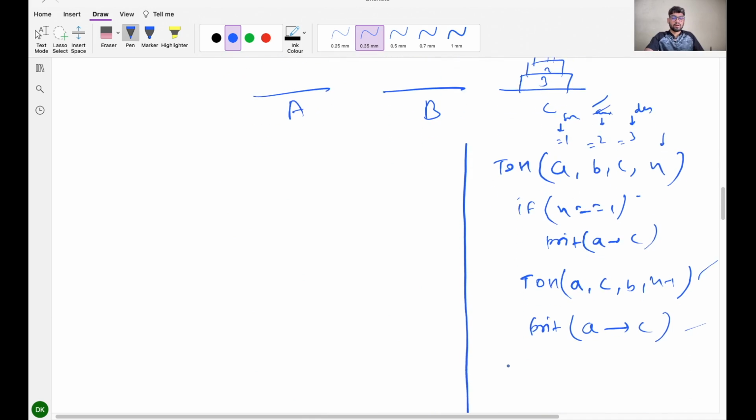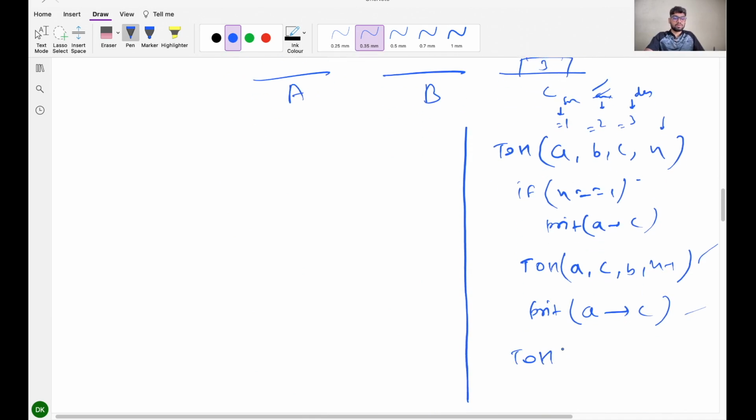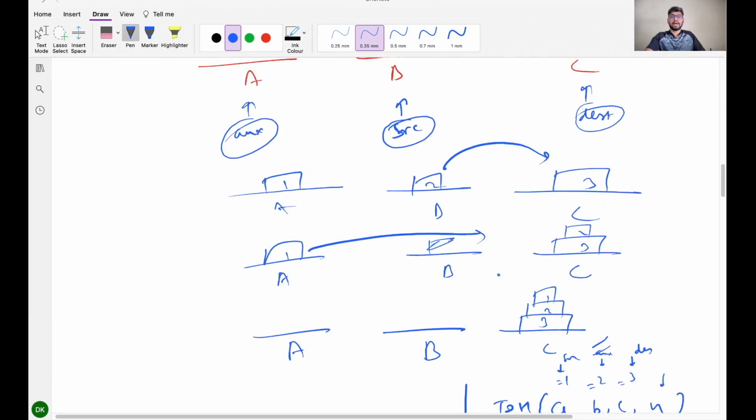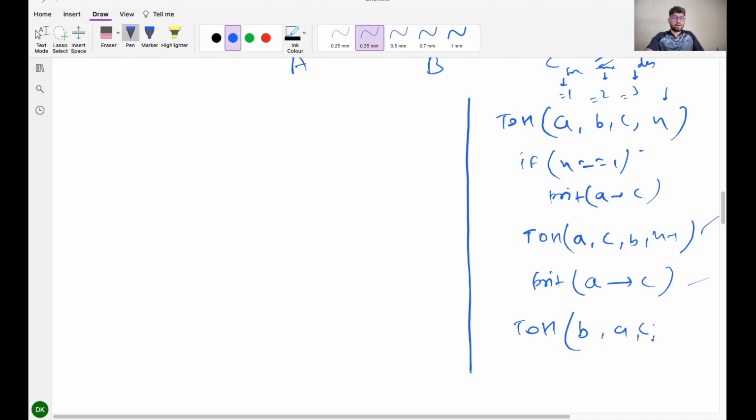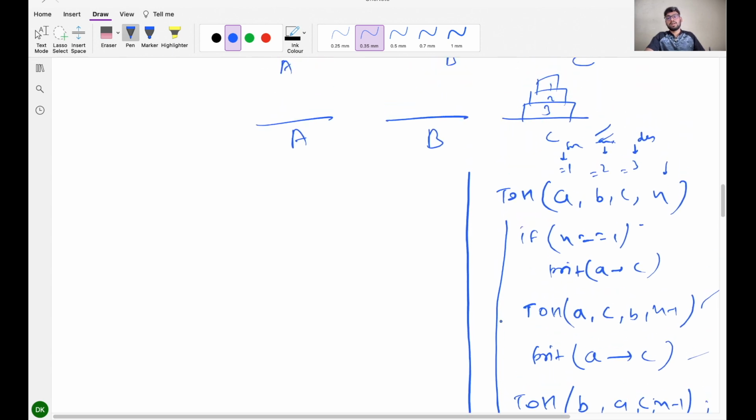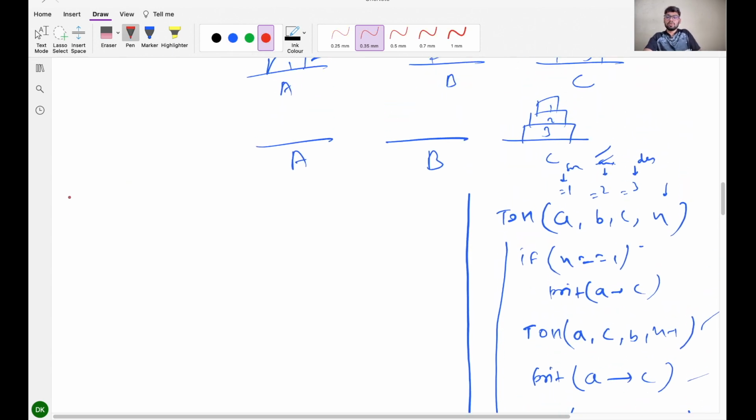So there is one more recursive call from B to C using A as an auxiliary, for all remaining n minus 1 disks. So this is my pseudocode for this problem. Let's take a dry run for n equal to 3. Initially my TOH function is 1, 2, 3 and n is also 3.